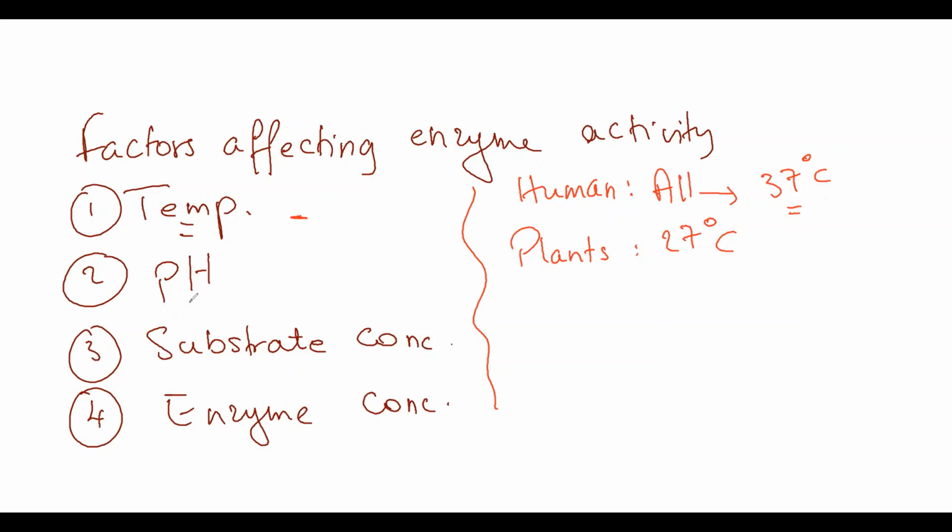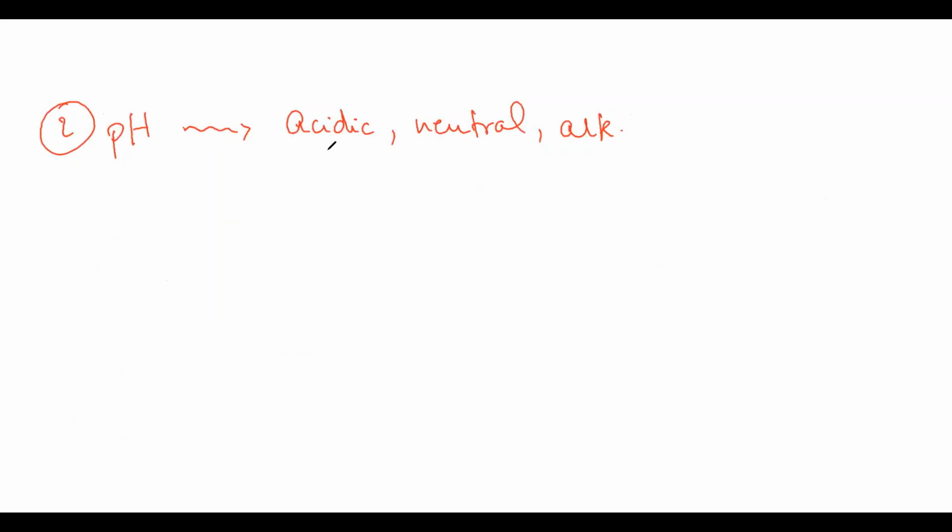But this is not true in pH. I said here all enzymes, but in pH, no. Some enzymes work in acidic media. Some enzymes will work in alkaline, but most of the enzymes work in neutral media. Here the neutral is from 7 to 7.2. Alkaline is from 7.2 to 7.8, for example. Acidic is less than pH 2. This is for humans, by the way.